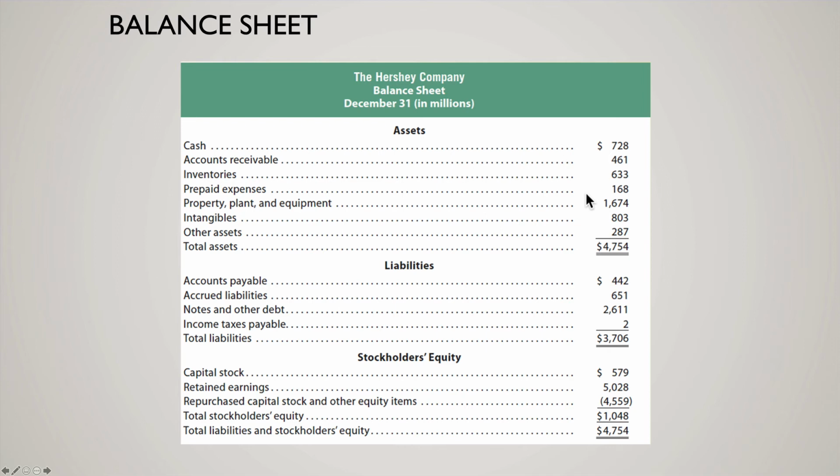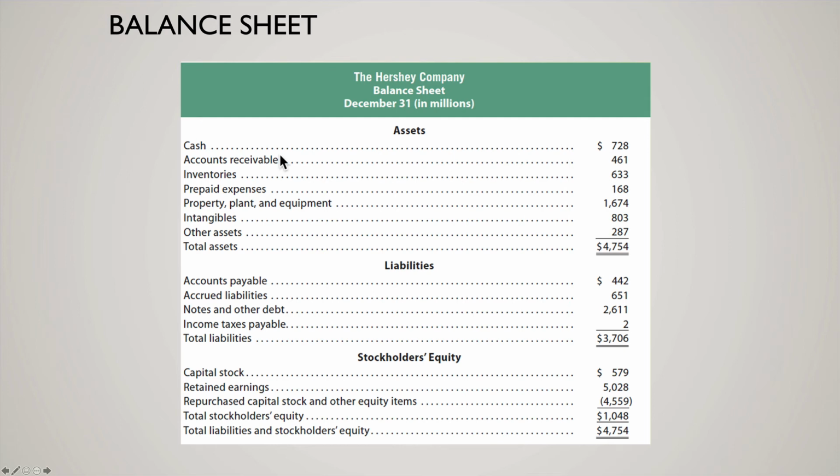Okay, the next statement that we're going to look at is a balance sheet, and this is a snapshot. It tells you where you stand at a particular point in time. Okay, you'll notice that up here in the header, it doesn't say for the year ended. It just says this is the balance sheet as of December 31st. And the thing in the balance sheet, right, these are all asset accounts.